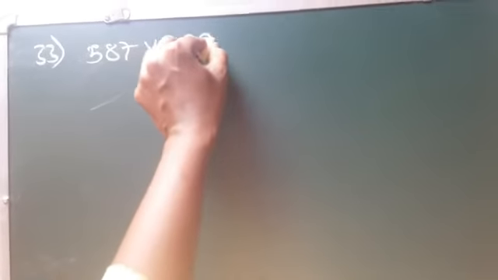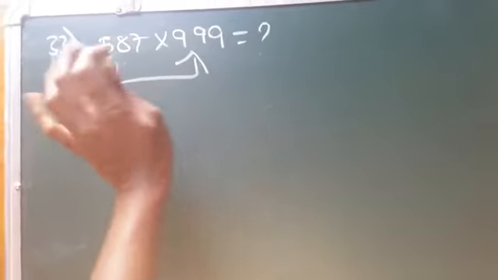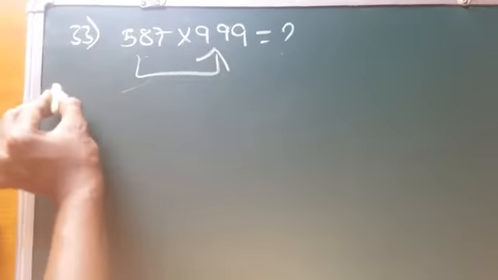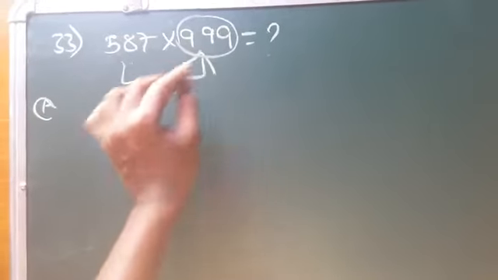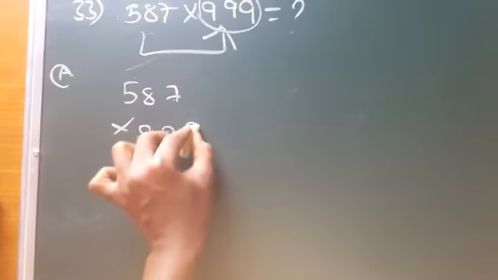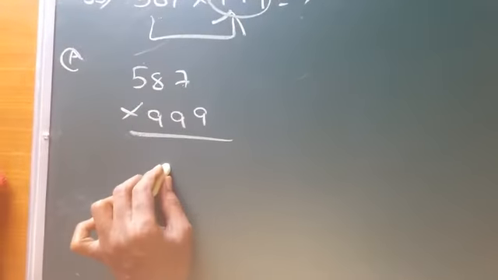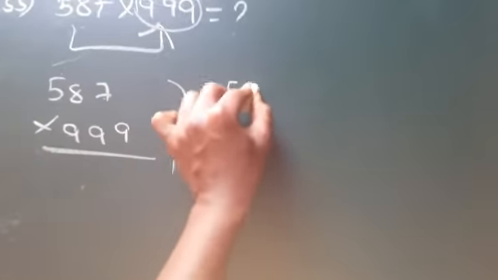587 into 999. You know very well how to do multiplication between two numbers. But observe the given question here. One of the multiplicands has all digits the same. So when you multiply these two, you will get the answer, but it takes a lot of time. So to save time, I will explain one method.